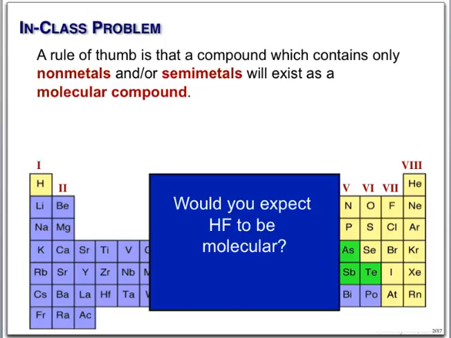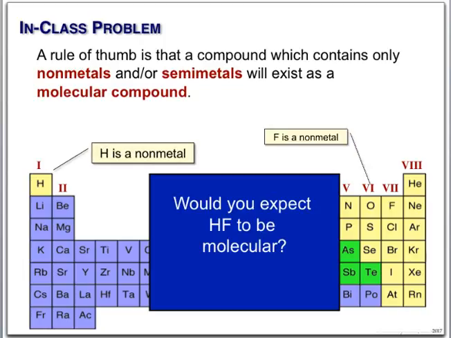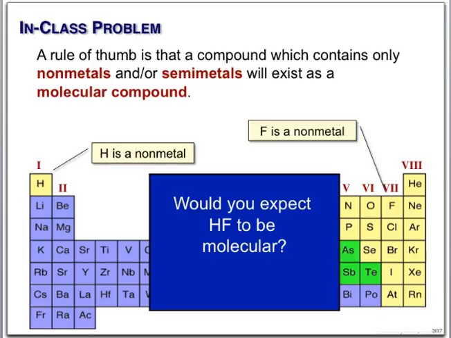Would you expect this to be molecular or ionic? Well, hydrogen, right here. That's our exception on that end of the thing. That is a nonmetal. Fluorine is here. It's a nonmetal. This is a molecular compound, and the HF bond is covalent. Shared electrons.